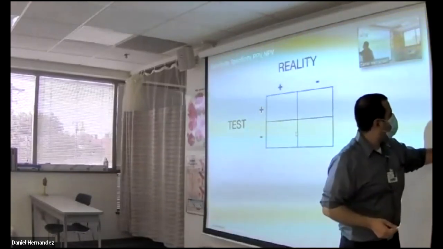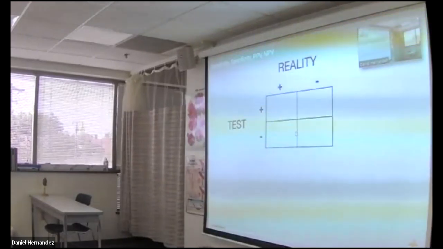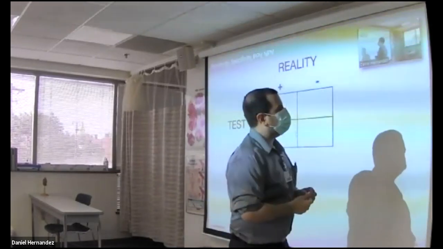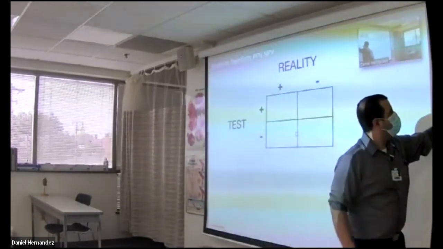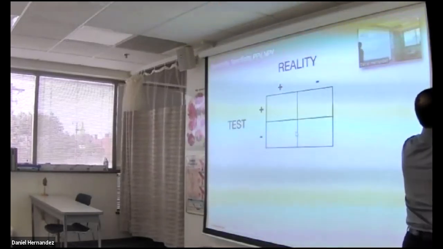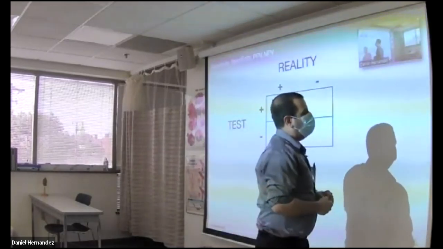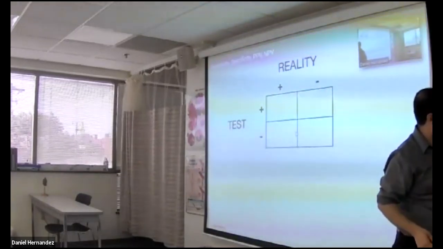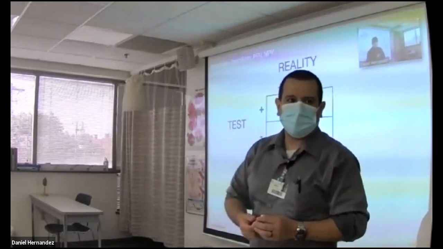If the test comes back negative and they actually have the disease, that would be a false negative. If the test came back positive and they don't have the disease, false positive. And if the test came back negative and they don't have the disease, that would be a true negative. That's the first step of filling out your chart.